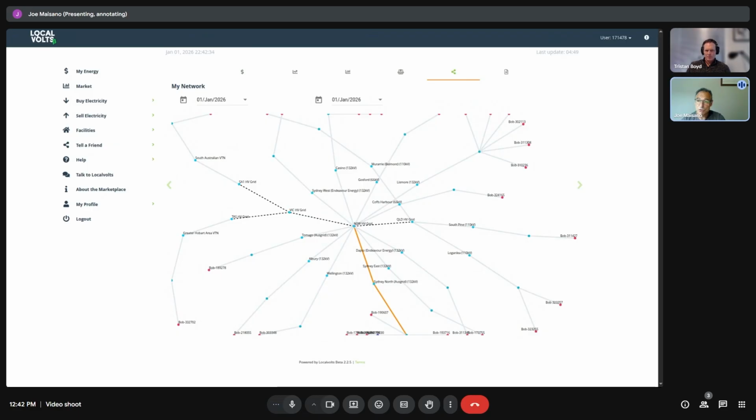So firstly, every end node, these little pinky coloured ones, are sites, houses, businesses, what we generally call facilities in the LocalVolts network. And during this day, so this is 1st of January selected, I've got some form of relationship at some time with all of these.